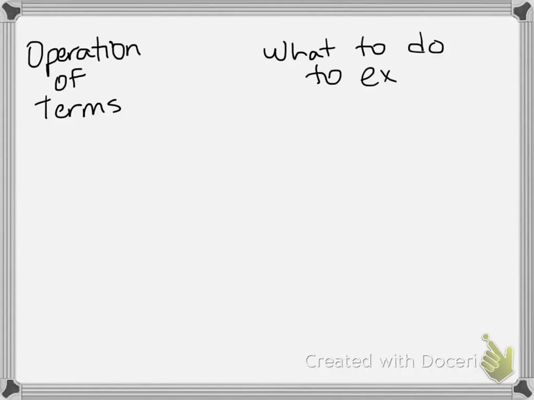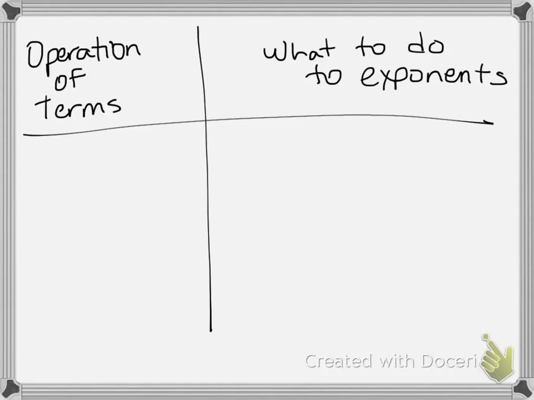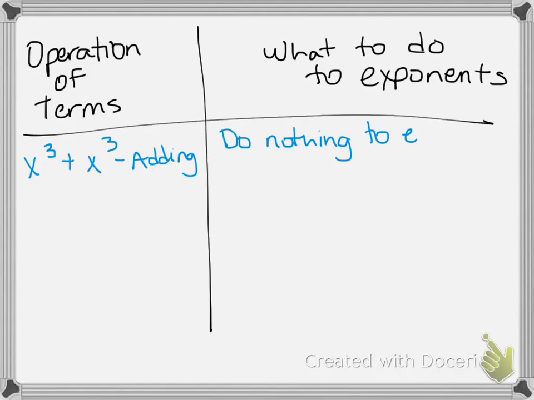So we have the operation of the terms, or the operation of the problem, versus what to do to the exponent. We have two ideas here: what's happening in the problem versus what you do to the exponent. This first one, we have x to the third plus x to the third. So that operation is what? That's adding. Okay? So then what do you do to the exponents? In this case, you do nothing to the exponents.